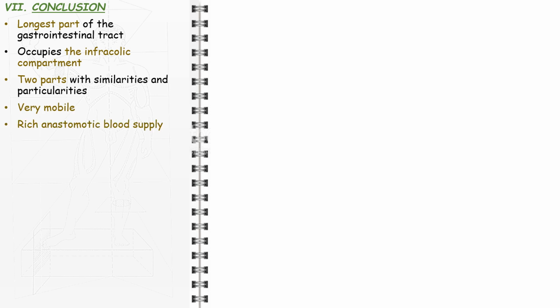To sum up, the jejunum and ileum constitute the longest part of the gastrointestinal tract. It occupies the infracolic compartment of the abdominal cavity. They constitute two parts with similarities and particularities. They are very mobile in the mesentery and are supplied by a rich anastomotic blood supply. Lymph drainage is ensured mainly by the preaortic nodes.